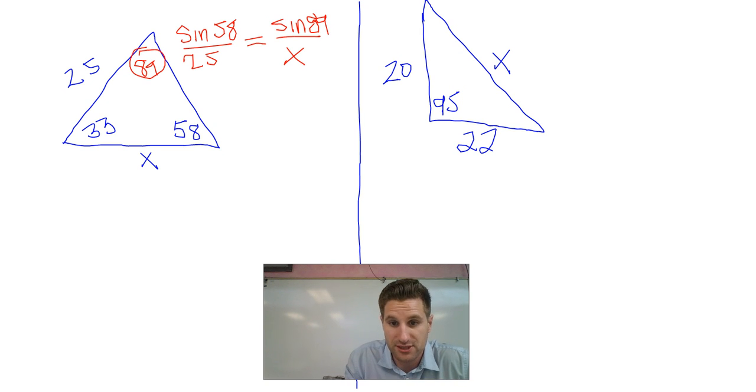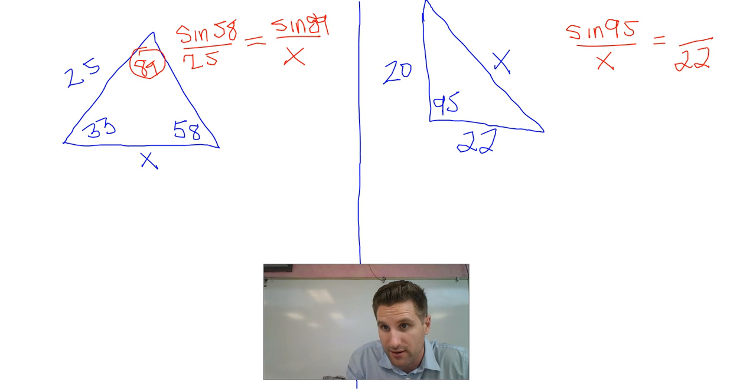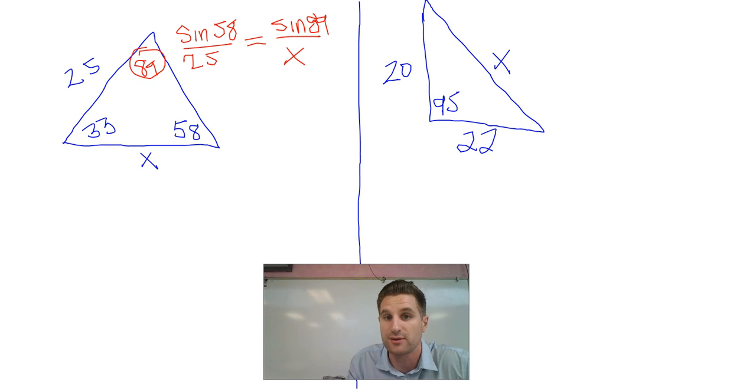This one over here, let's see if we can use law of sines. So we're going to do sine of 95 over x, and then we got 22 here, so we'll do 22 on the bottom. Okay, is there anything I can get? How can I get this angle? I can't. Can I get this angle? I can't. So I'm actually kind of stuck there, so I don't want to use law of sines. I'm going to try cosines.